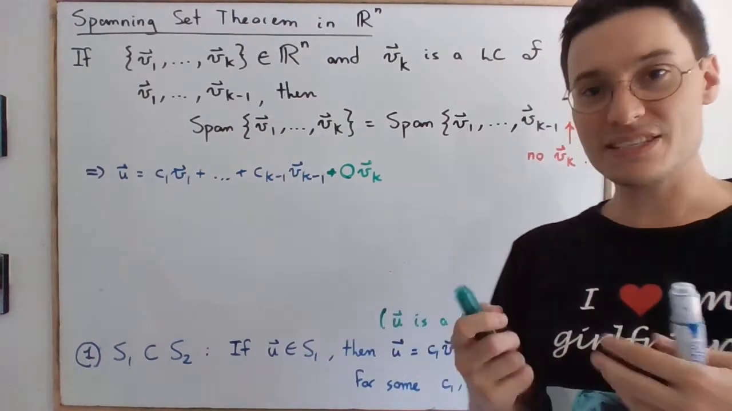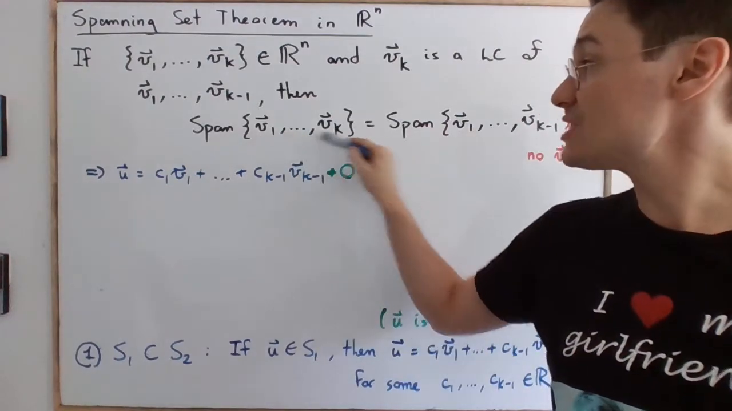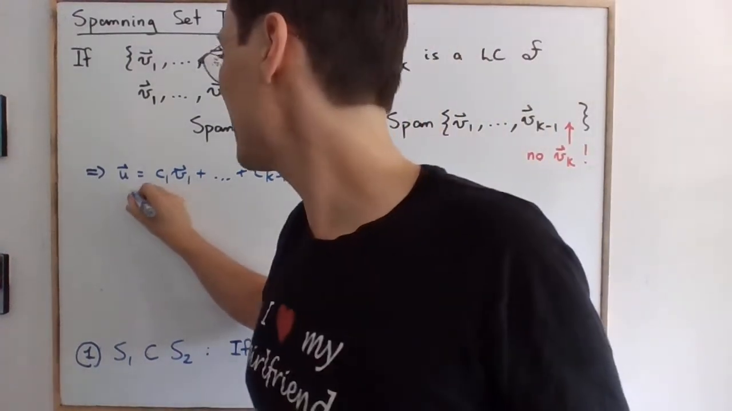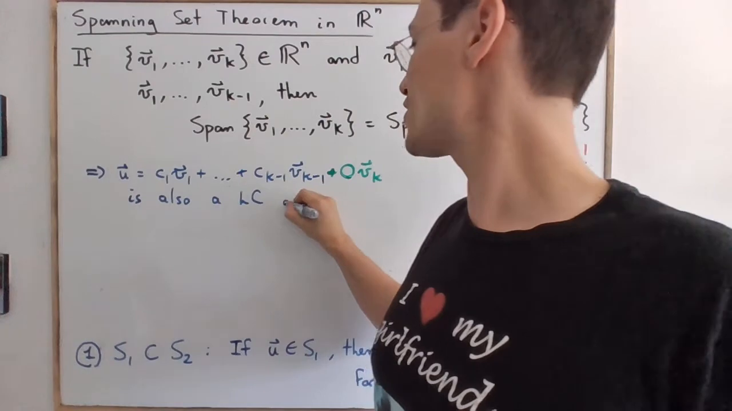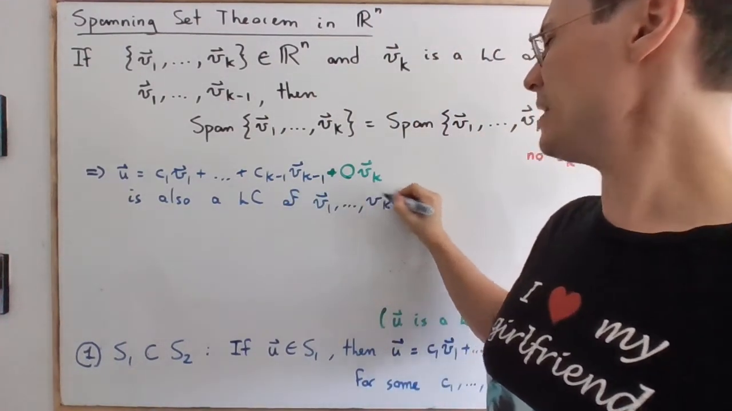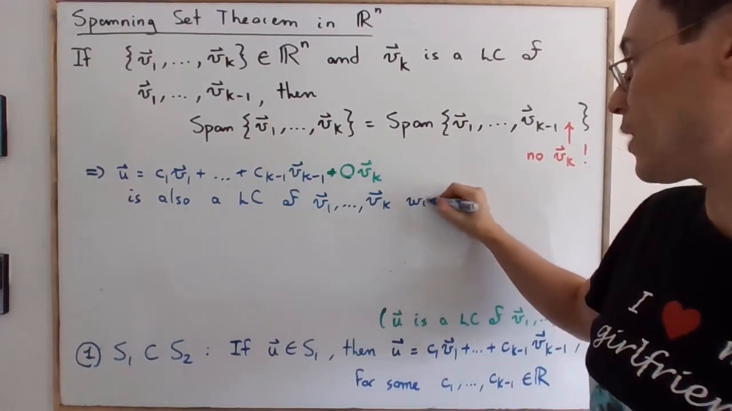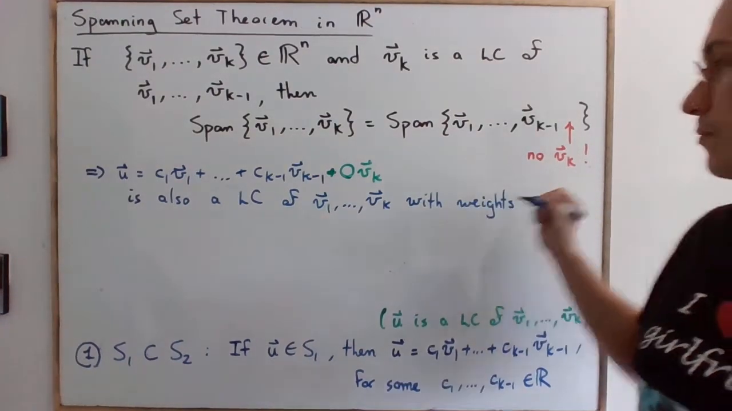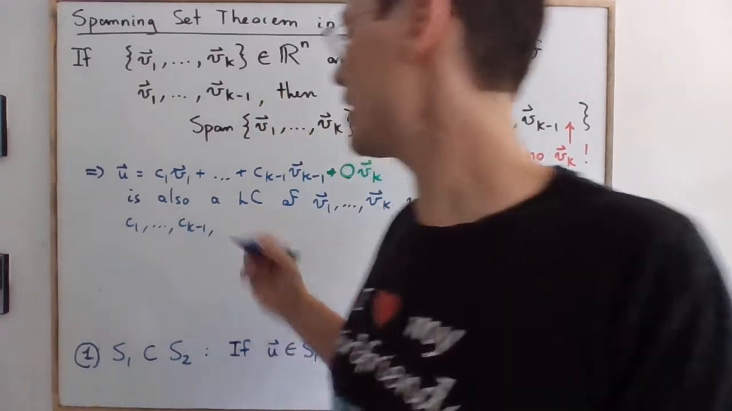So the idea is that u is also a linear combination of v1 to vk, right? So it is also a linear combination of v1, ..., vk with these weights, right? With weights c1, ..., ck minus 1, 0.